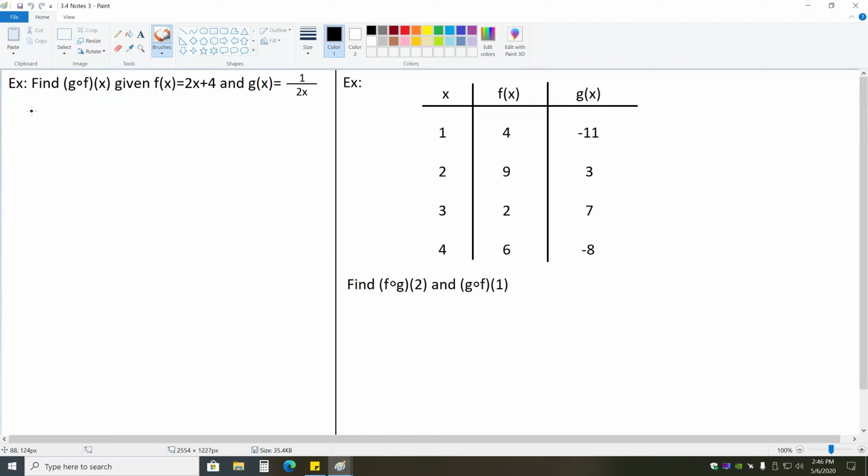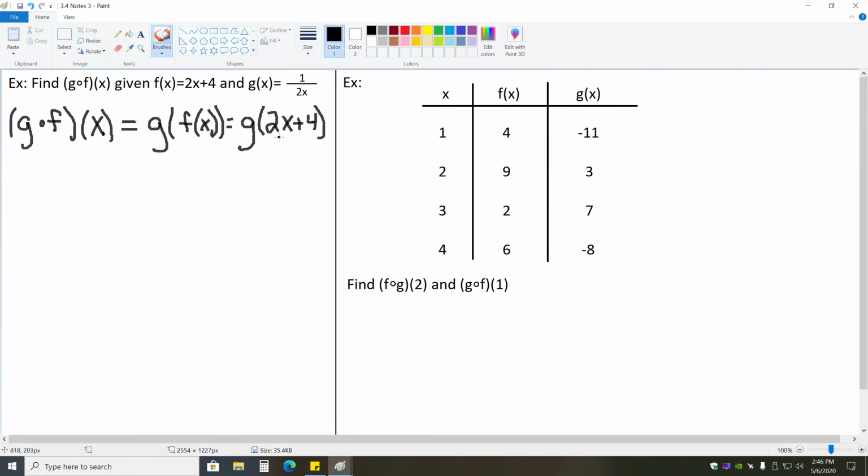Okay, so trying this together, first thing we're going to do is, since we're finding g of f of x, that means we are going to take f of x and plug it into our function g. And we know f of x is 2x plus 4, so that means we're finding g of 2x plus 4. All right, and now from here, that means everywhere we see an x in our original function g, we're going to replace it with 2x plus 4. So that gives us 1 over 2 times x is now 2x plus 4.